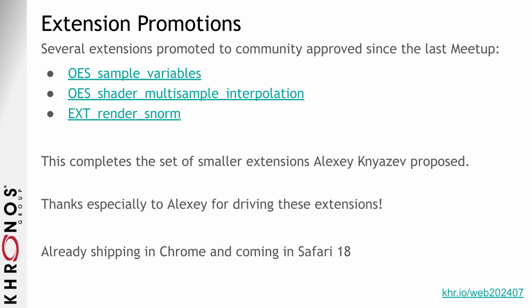Yes, WebGL is still moving forward. A few extensions were promoted to community approved state since the last meetup: OES_sample_variables, OES_shader_multisample_interpolation, and EXT_render_snorm, letting you render to signed normalized textures. This completes the set of smaller extensions that Alexei Knyazev proposed some months ago, and thanks especially to Alexei for driving these extensions. They're already shipping in Chrome, and they're coming in Safari 18. And by the way, the lower right link lets you get to these slides right now, and then you can click all of these links.